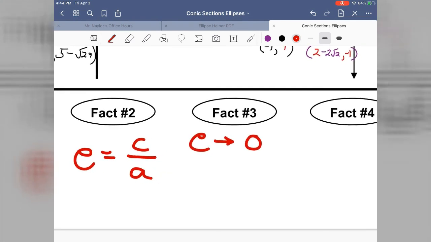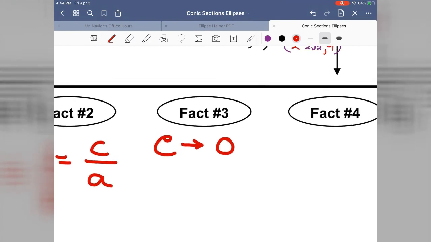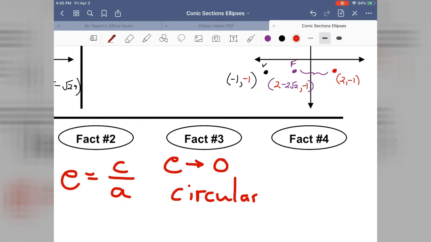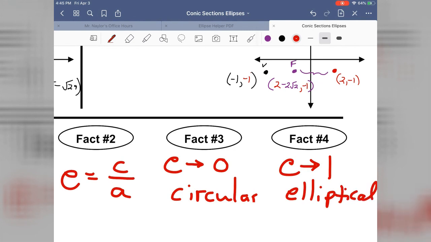And so let's talk about it getting close to 0. That would mean that, of course, your a value is getting very large, and if your a value is getting very large and your c value is getting small, then we're going to have something that is much more circular, versus when e approaches, we could say, 1. That means that the two values are very similar, and of course that means that we're going to have a much more oval, or I'll maybe use the word elliptical, that might be a little better. It'll be more of an elliptical ellipse.